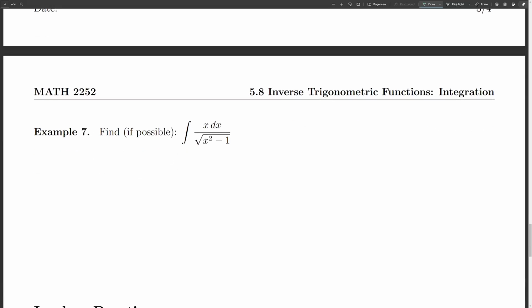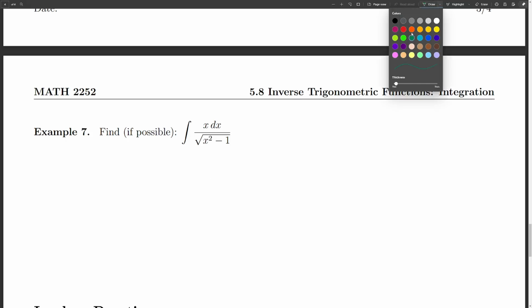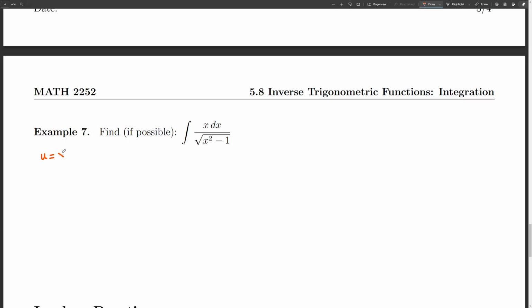However, we can solve this using calculus 1. So what you need to do here is a substitution. So we're going to let u be equal to x squared minus 1. And then we have du dx. The derivative of this is 2x. So du equals 2x dx, or 1 over 2x du equals dx.